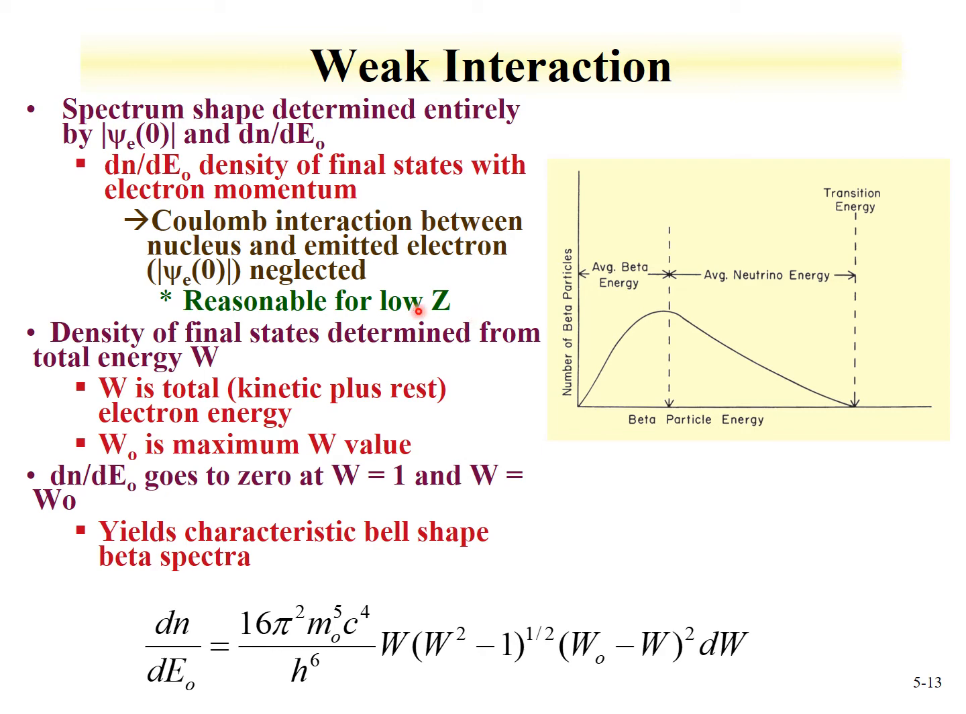There's also another equation, which is listed here, for a density of states as a function of energy, where we talk about the total energy of the system, where that's the kinetic energy plus the rest energy. So we use the kinetic energy, a rest energy of 1, and then the kinetic energy goes to some maximum value. We can solve for this equation, and we can also get the characteristic bell-shaped beta spectrum.